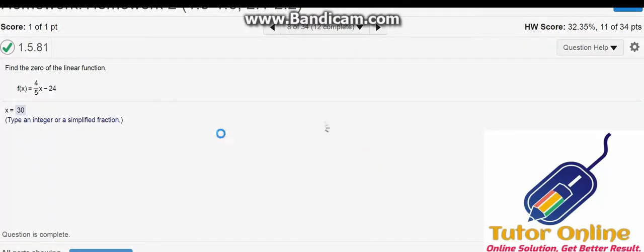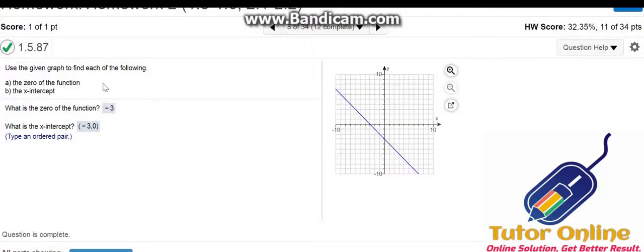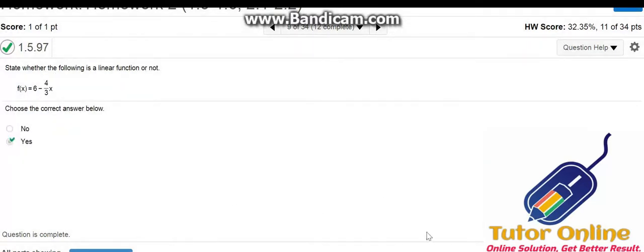It's already solved. So use the given graph to find each of the following. The graph of the function, the y-intercept is 3. What is the zero of the function? It will be minus 3, and the x-intercept will be minus 3, 0. State whether the following is a linear function or not. Definitely 6 minus 4/3 x is a linear function. So we'll move towards the next question.